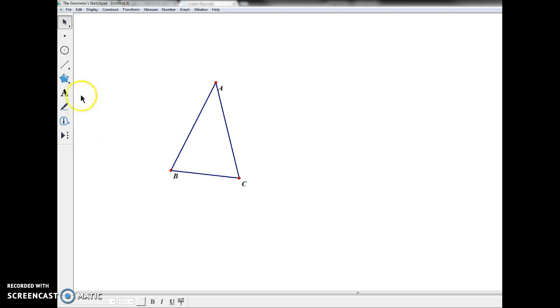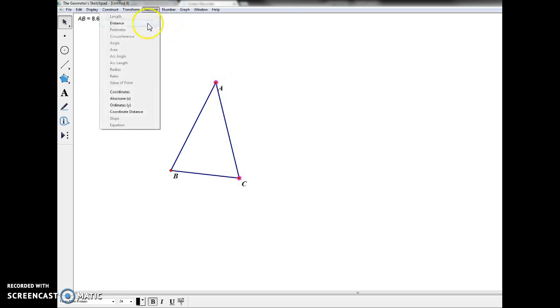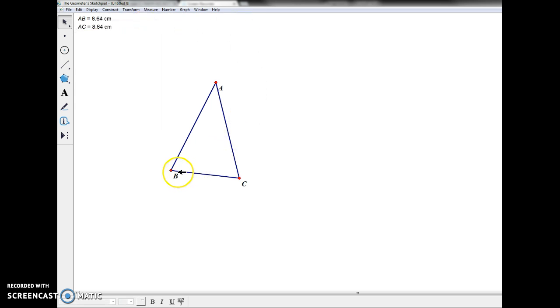I can show you that it's an isosceles triangle if I give you some distances here. The distance between AB is 8.64 centimeters, and so is the distance between A and C. I can show you that BC is a different distance, like so. I can also mark the angles themselves.